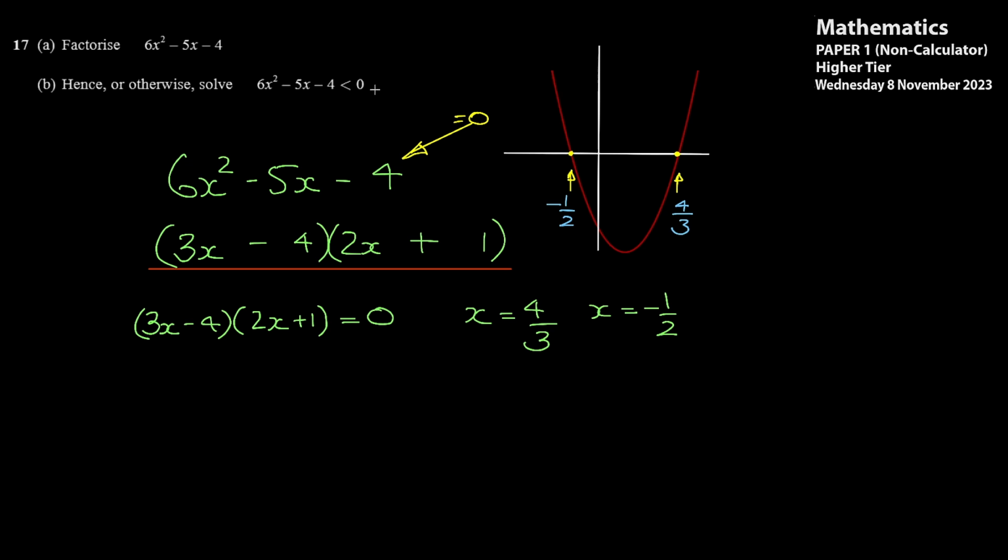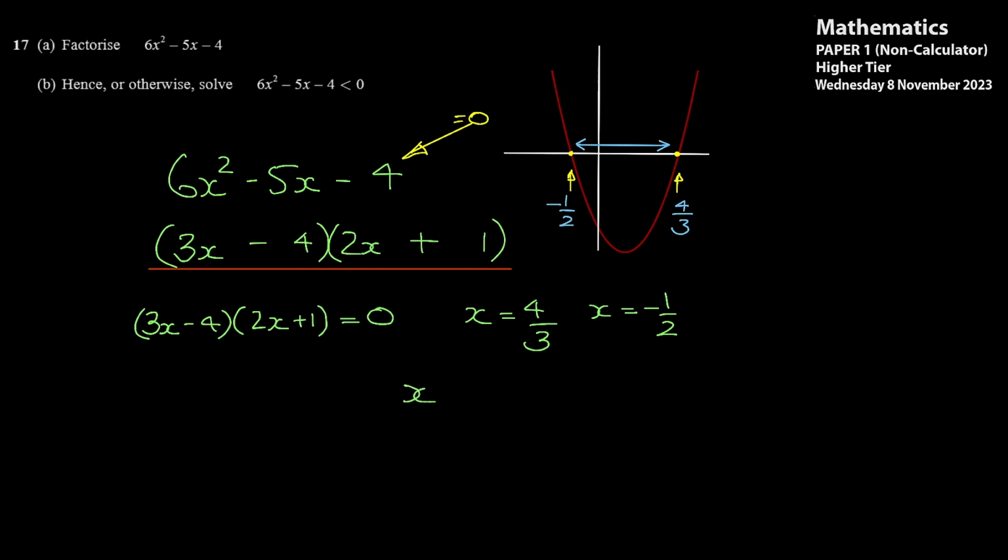Now we've got to bring back this inequality. We want to know when the curve is less than 0, and the curve will be less than 0 between our 2 points. Not equal to our 2 points, but just inside both of them. So how do we express that numerically?